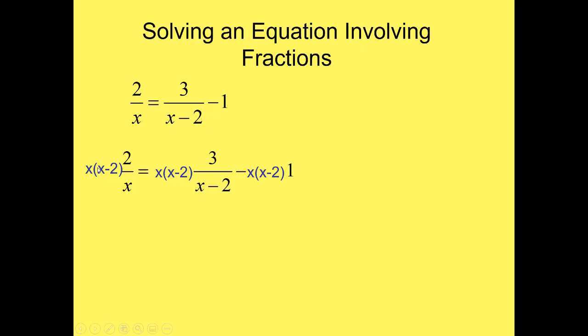And what's going to happen when I multiply this x times x minus 2 times this 2 over x, this x and this x will cancel each other. So I'm left with 2 times x minus 2. And in this fraction, the x minus 2's will cancel, so I'm left with x times 3. And then in this last part there's no fraction, so I just have to multiply it out. Okay, so this is where I'm at.